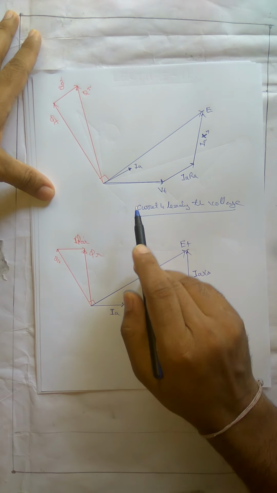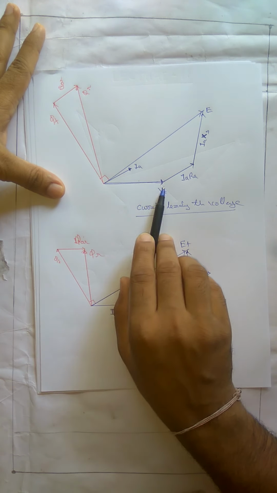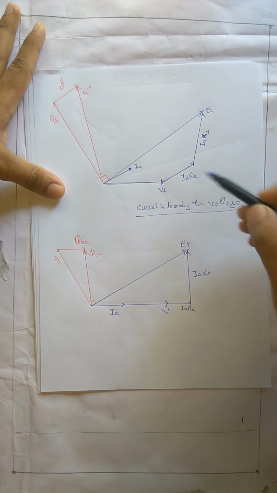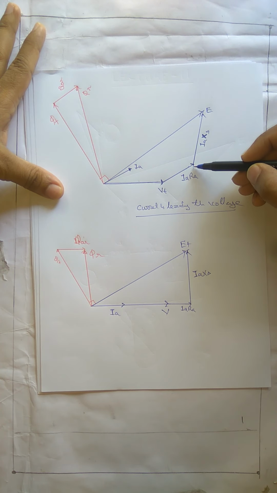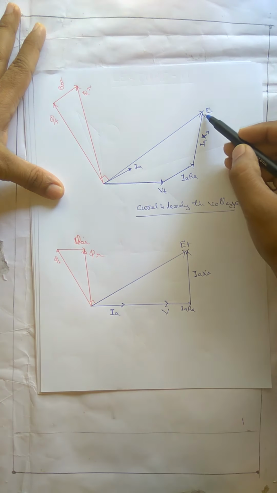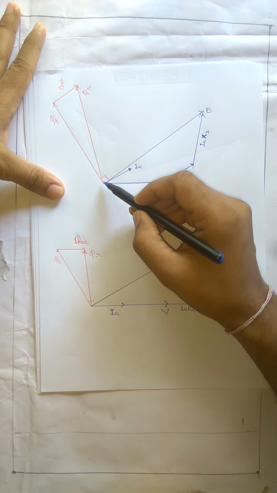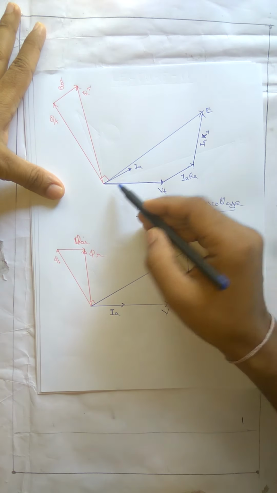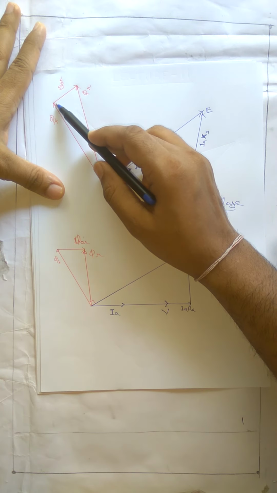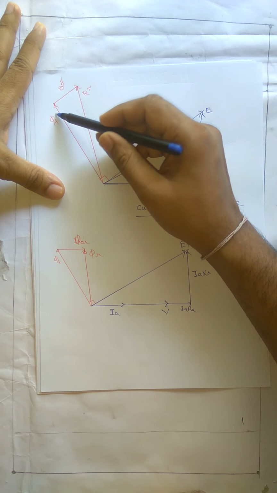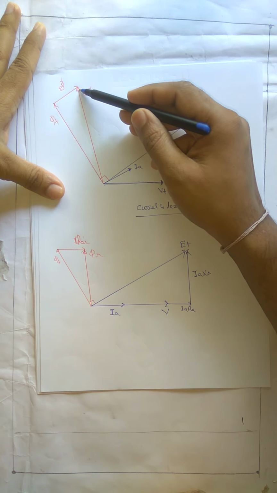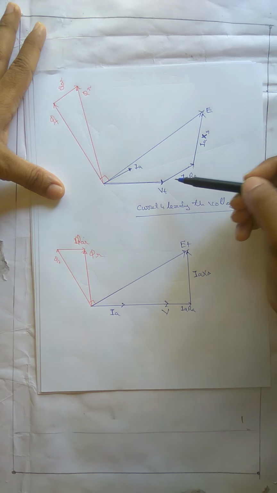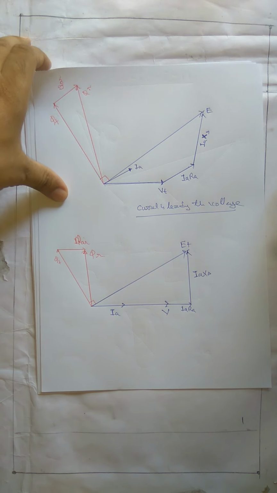Here again we have drawn the phasor diagram. For this, first we have added the drop IaRa, then we have added with that Ia Xs, so we got E. Perpendicular to E we have drawn phi f, and parallel to I we have drawn phi AR. So this plus this is the resultant flux. So for leading power factor, this will be the phasor diagram.